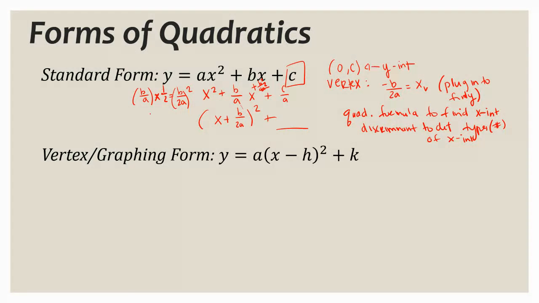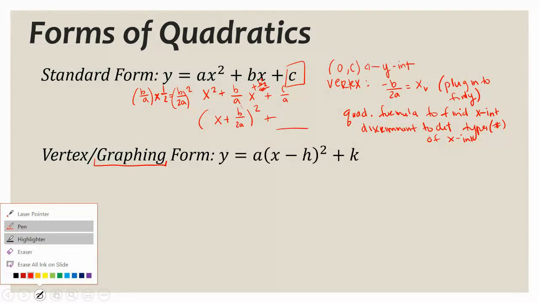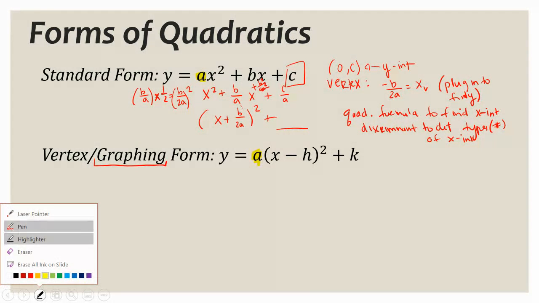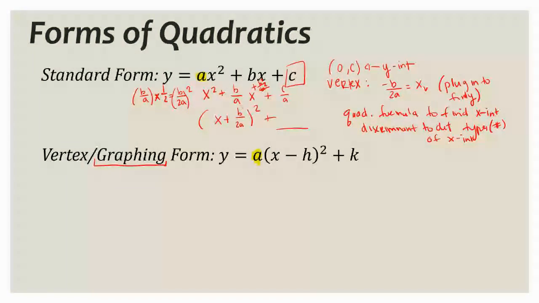The next one that I have up here is vertex form, or sometimes this is called graphing form, right? This is the one that we want to use for graphing. Notice a in all of these is actually the same, right? This a and this a. If a is negative, my parabola is going to open down. It's going to reflect over the x-axis, right? If there's that negative value in front.